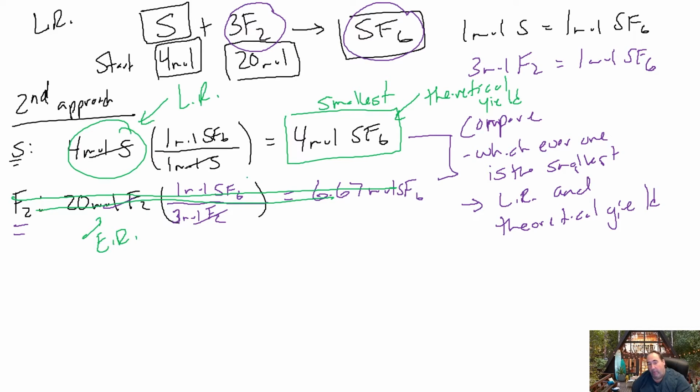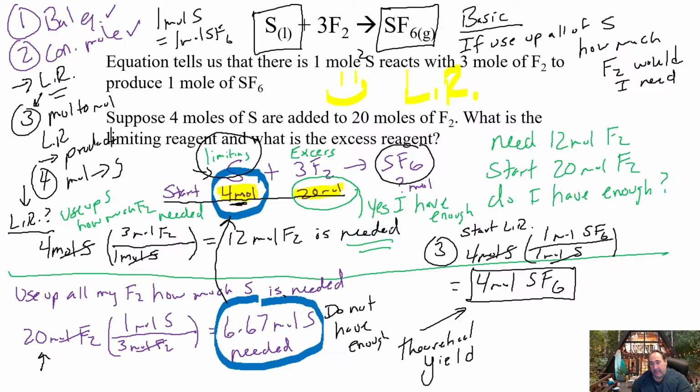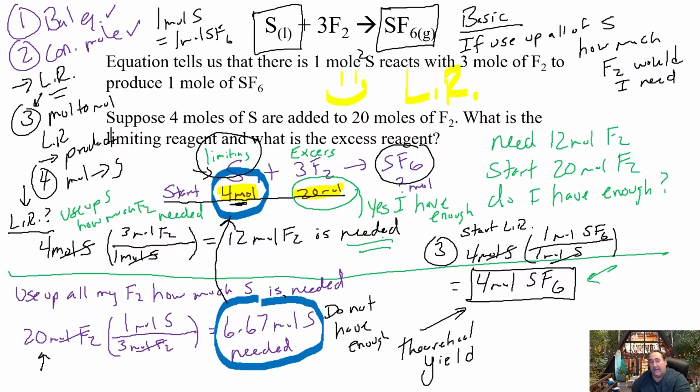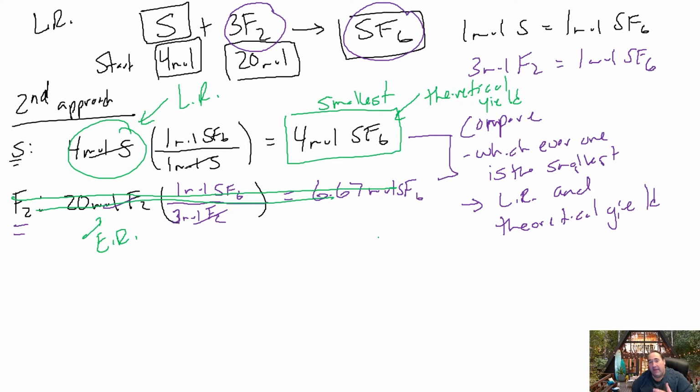As you can see, both methods give you the exact same answer. We got 4 moles of SF6. We also saw in both cases the sulfur is the limiting reagent. That is, again, a second approach. And I think that might be the approach in your book, the way it's taught. So if you like that approach better, you could do that. If you like the other approach better, you could do that as well.